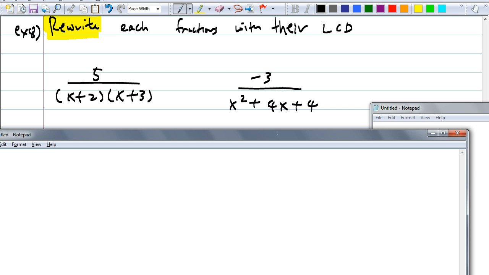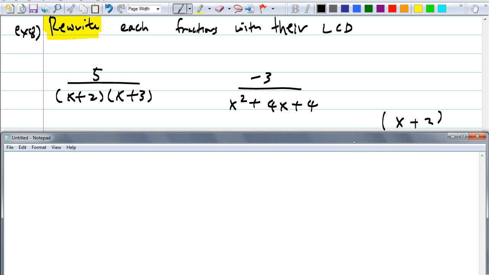So the first fraction is nice. Why? Because the denominator is already factored. What about the other one? Is the denominator factored? No. Can you factor the denominator? Go ahead, everybody, try. And not only that, they're not just looking for the LCD, are they? What do they want you to do after you find the LCD? They want you to rewrite them with that LCD. Okay, let's see whether we could do this. Go ahead, everybody, try.